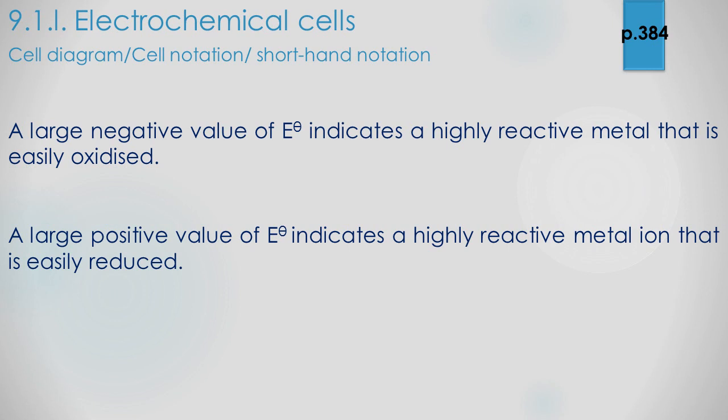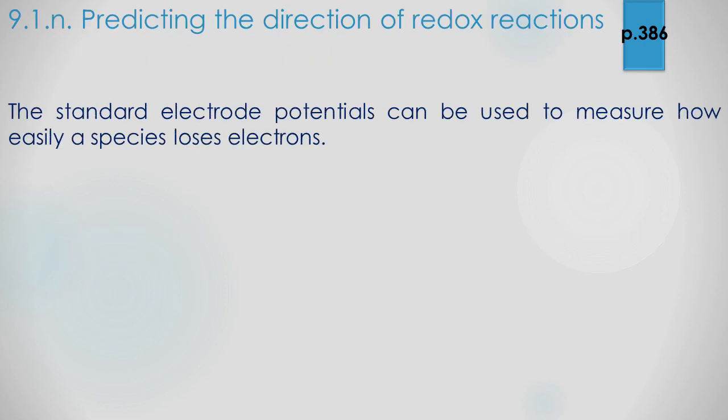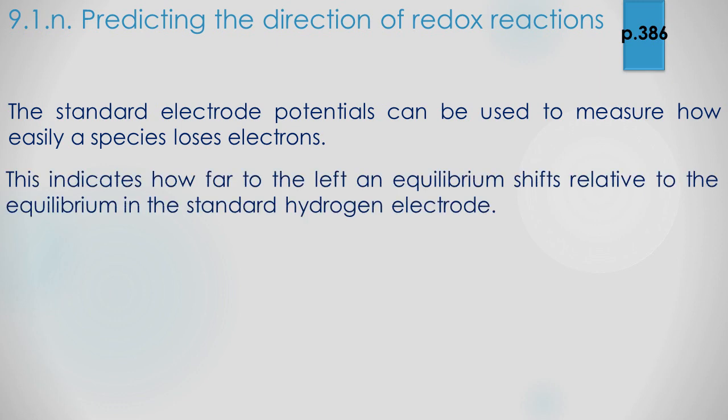If the E0 is positive, then this means that the metal ion can be reduced really easily and the metal cannot be oxidized that easily. The standard electrode potentials can be used to measure how easily a species loses electrons.